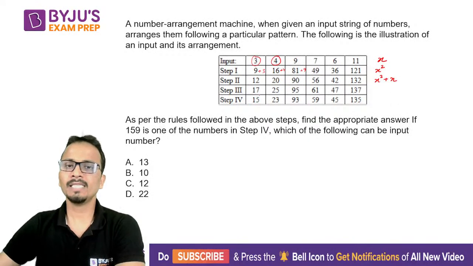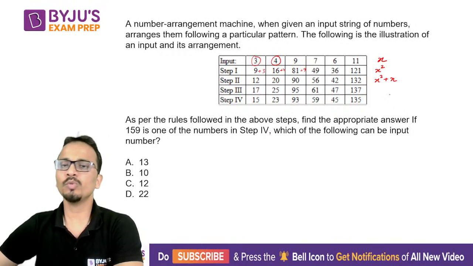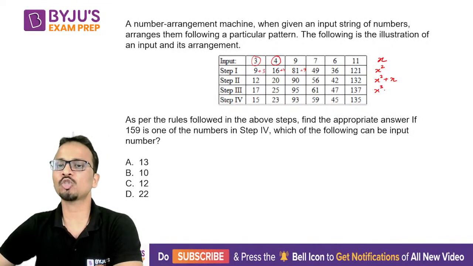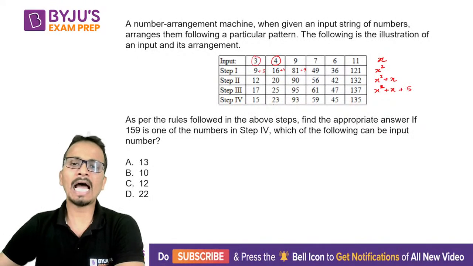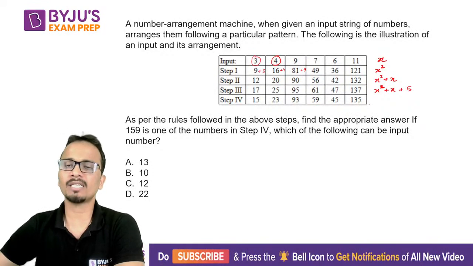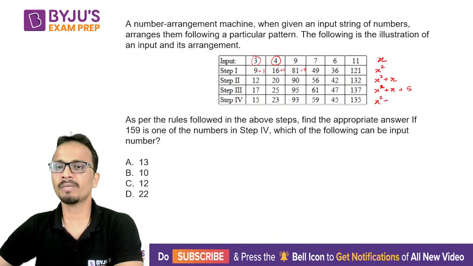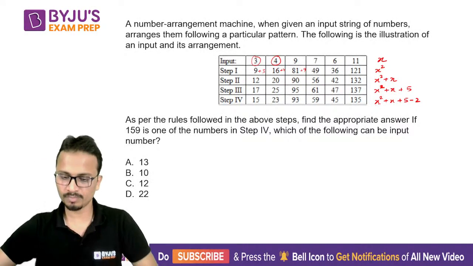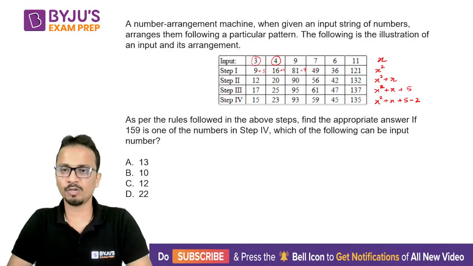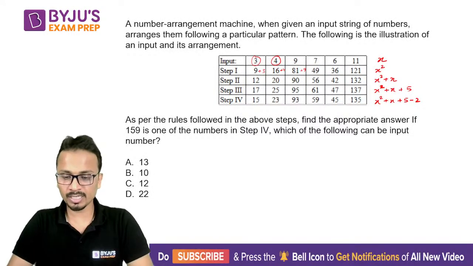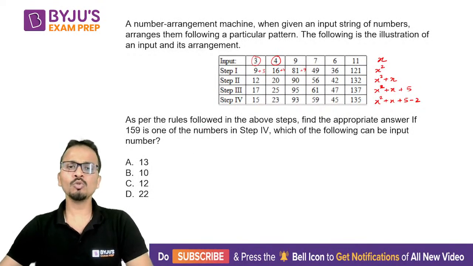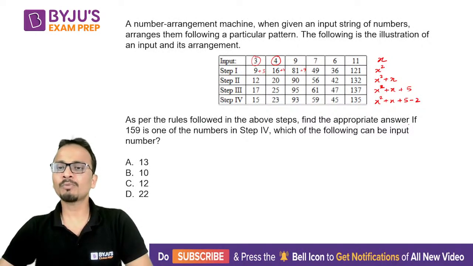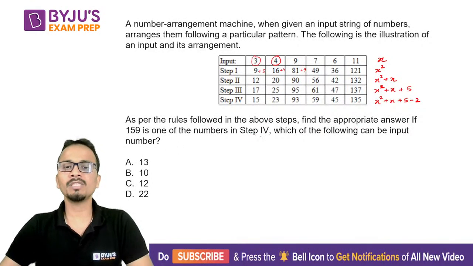Alright. Then in step 3, 5 is added to each of these numbers. So step 3 is X square plus X plus 5. And in the final step, 2 is subtracted from each of these numbers. So X square plus X plus 5 minus 2 is the final number at step 4. I hope I am clear to each and every one of you. I was expecting an answer up till this point. Yes, come on. So as per the rules followed in the above steps, find the appropriate answer if 159 is one of the numbers in step 4.